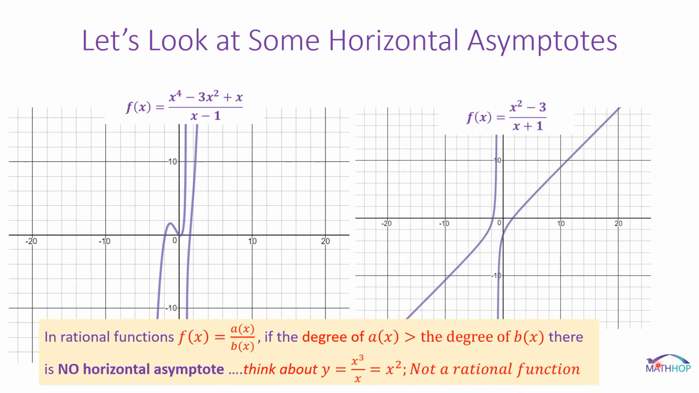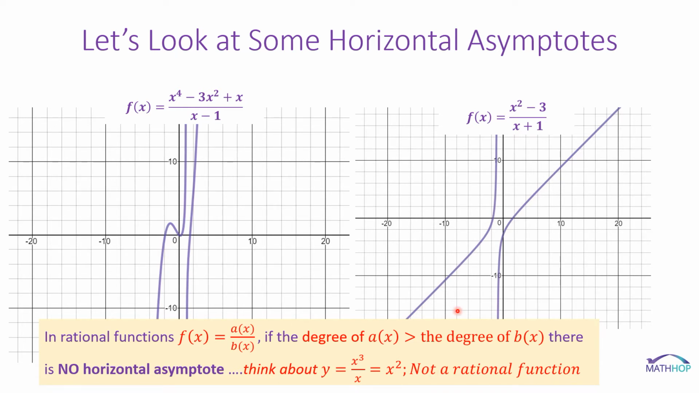And let's think about this. If I gave you y equals x cubed over x, that would simplify to y equals x squared, which is a quadratic, which is not a rational function, which doesn't have a horizontal asymptote. So if your degree is higher in the numerator than the denominator, essentially you don't have a rational function, so you don't have a horizontal asymptote.